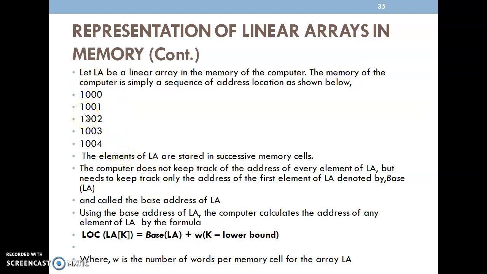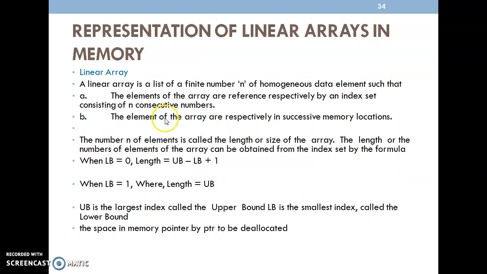Length means the number of elements in the array, so it is calculated by using ub. Upper bound is 4 minus lower bound is 0. 4 minus 0 is 4 plus 1, so that is 5. That will give the number of elements of an array.